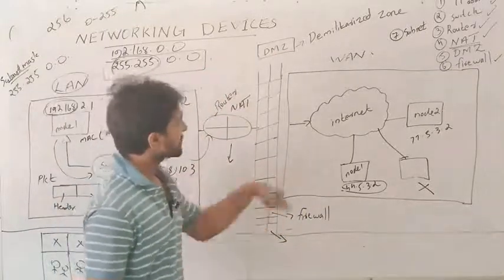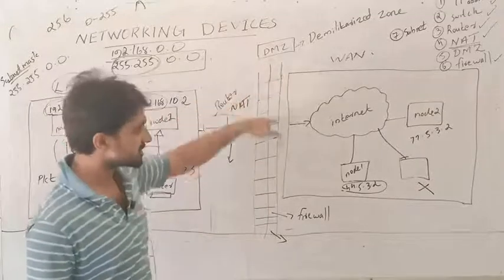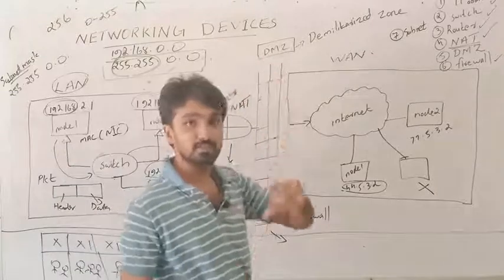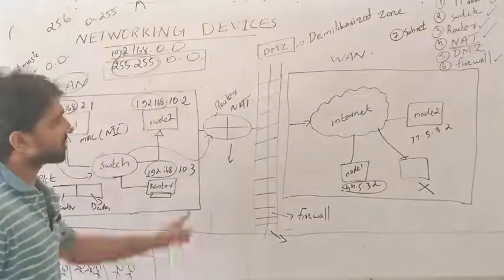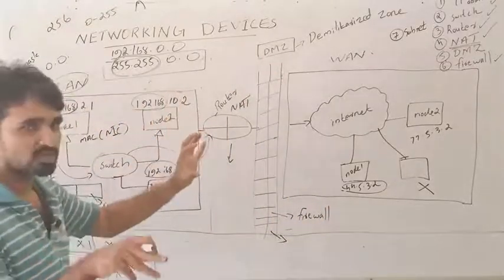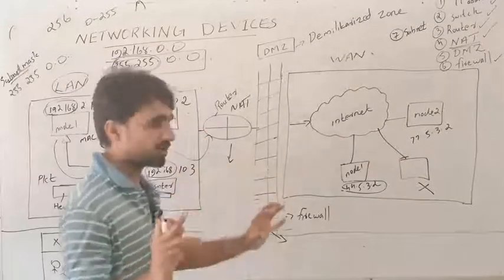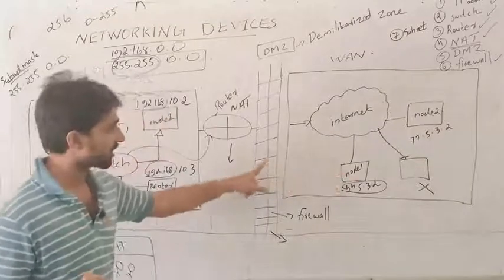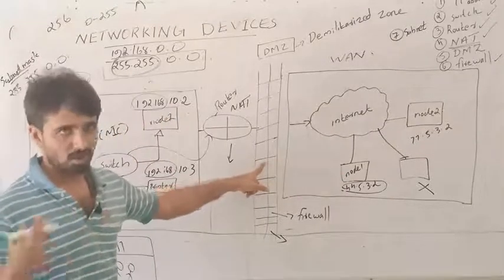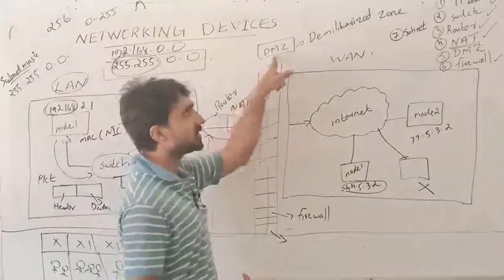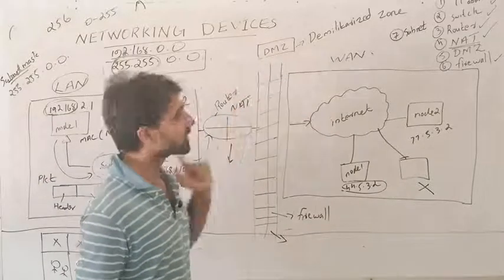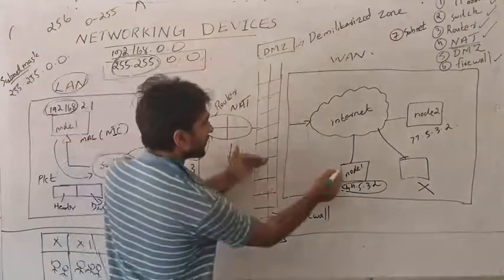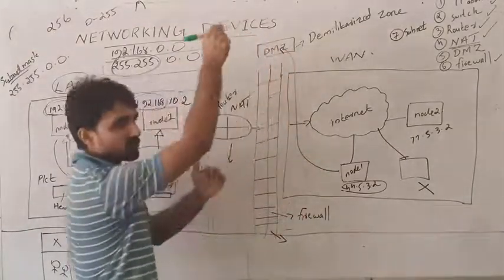Then there is another zone inside this firewall called a demilitarized zone. As the name implies, this is a special zone. If any computer wants to send a message from here to here, first it moves to this firewall. If the firewall does not allow it, then it is moved to this demilitarized zone. The demilitarized zone is nothing but a zone where there is no firewall barrier, so data is moved here.